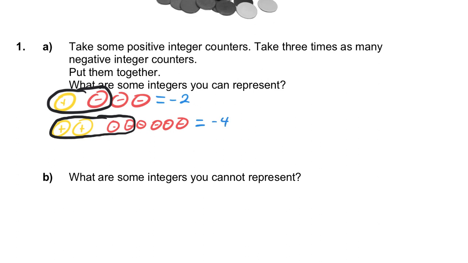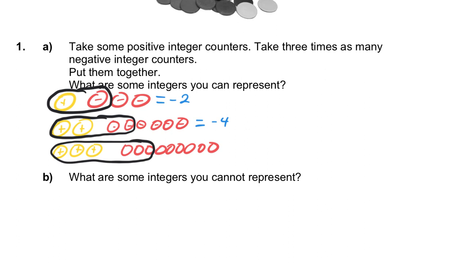So that's -4. What if I had 3? Well, it would look like this. Then I would have 3 times as many negative counters. So that's 3 times 3, which is 9. 1, 2, 3, 4, 5, 6, 7, 8, 9. Now I'm going to circle my 0 pairs, which are right here. Those are all 0, right? Because if I have 3 positives and I take 3 away, I'm going to end up at 0 again. What do I have left? I've got 6 negatives.